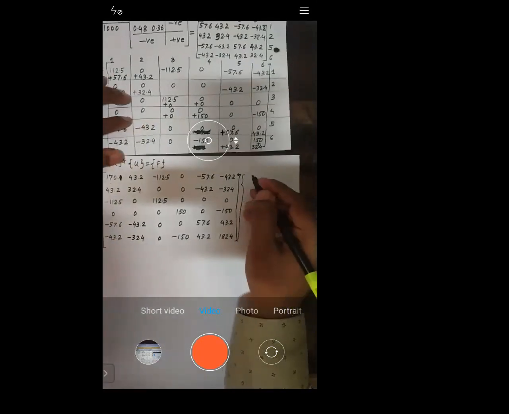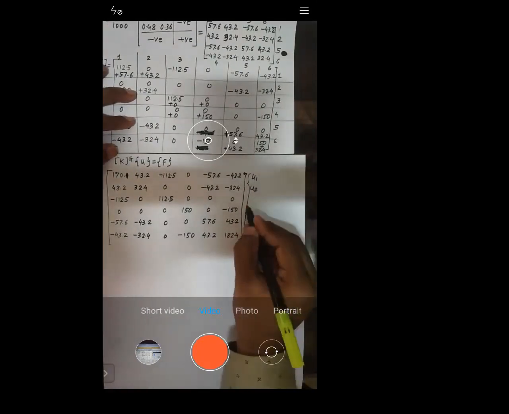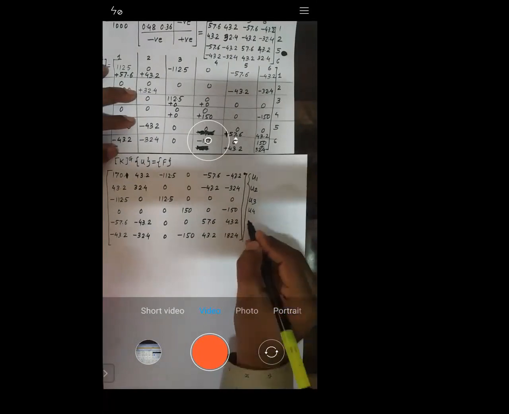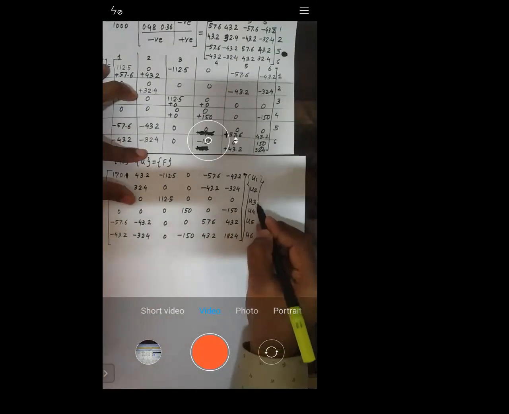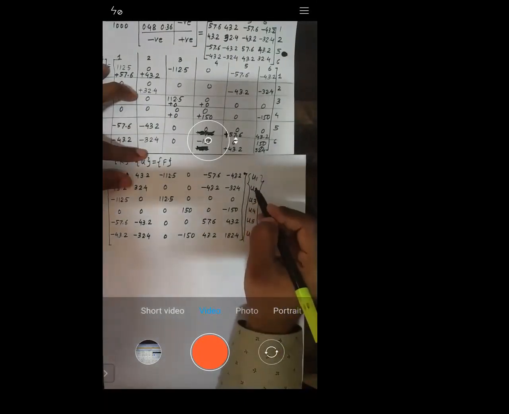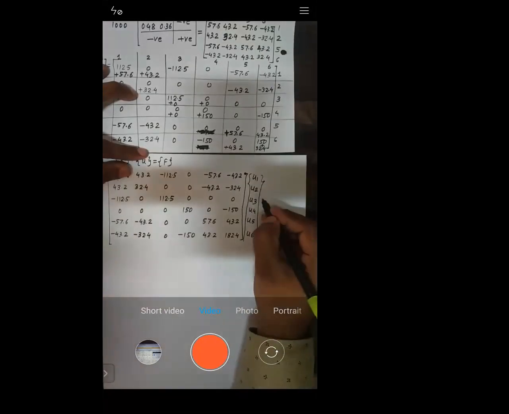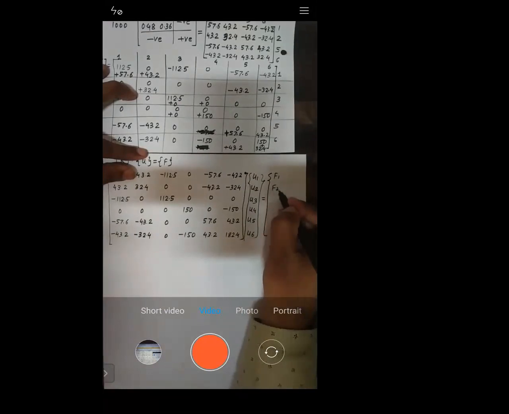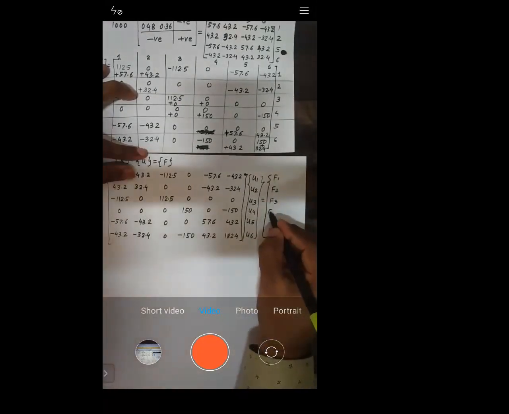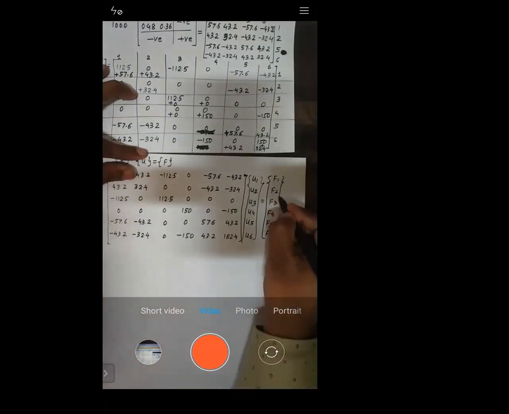Right? This is the value of global matrix multiplied by displacements. So you have displacements U1, U2, U3, U4, U5, U6, because at every node you have two displacements. U1, U2, these are the displacements at node 1. U3, U4, these are the displacements at node 2. U5, U6, these are the displacements at node 3, is equal to F1, F2, F3, F4, F5, and F6.